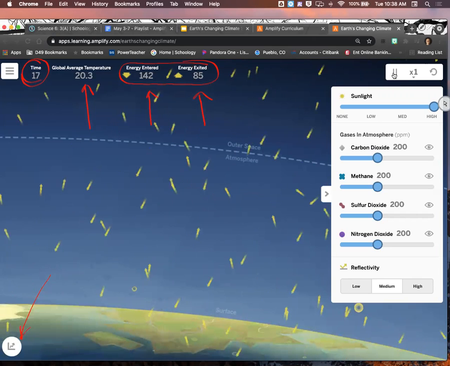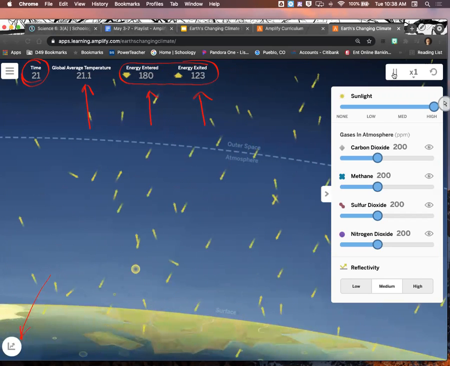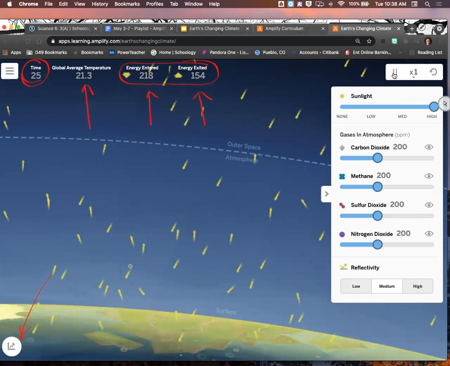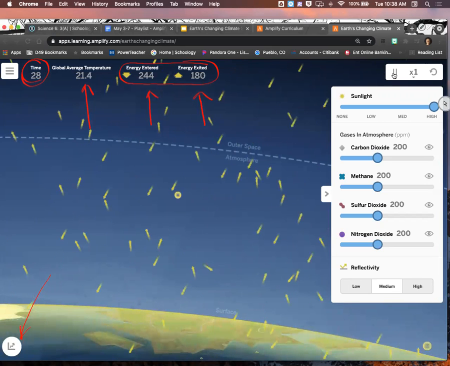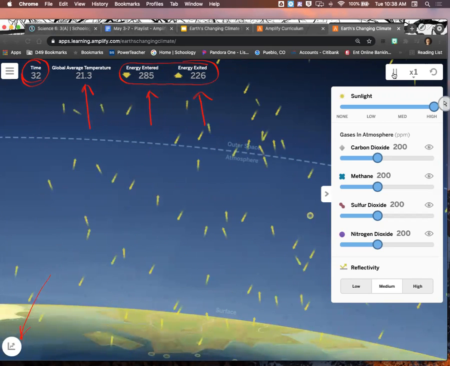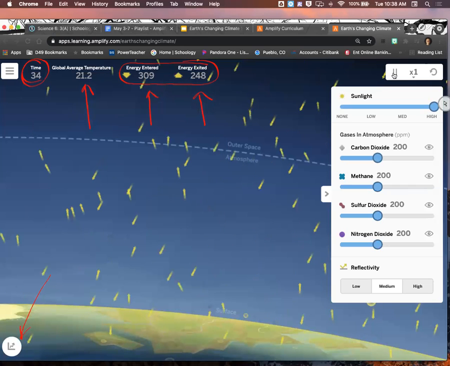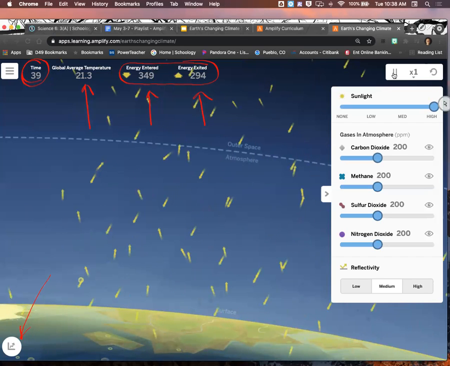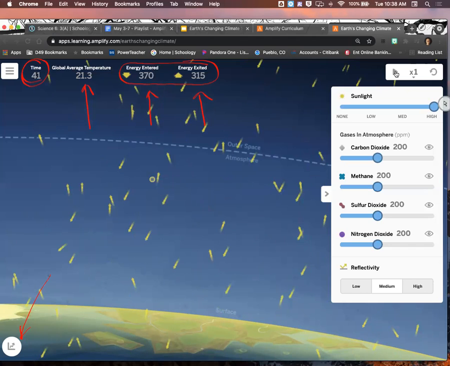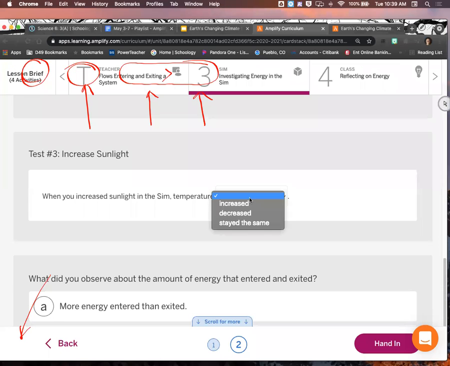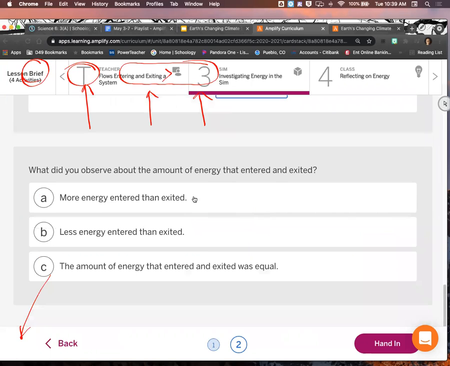We see the ice has disappeared. That sun is pretty intense. We see the average global temperature continues to rise. And quite a bit of energy entering compared to exiting. So yes, when we increase sunlight, that's increasing our temperature, and 370 is greater than 315. So that gives us the information we needed about the increase in temperature due to sunlight increasing. More energy entered than exited.